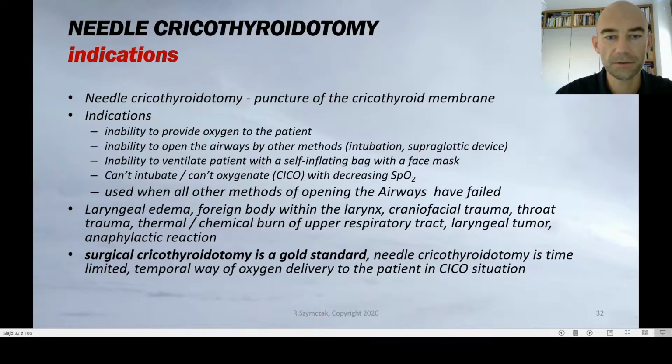So if you fail to intubate the patient, if you fail to introduce a supraglottic device, if you cannot provide oxygen, and if you cannot ventilate the patient through bag and mask ventilation, so the situation is can't intubate, can't oxygenate, with the patient with decreasing SpO2, then you have to go for the needle cricothyroidotomy because your patient will go into deeper hypoxemia and finally into cardiac arrest.